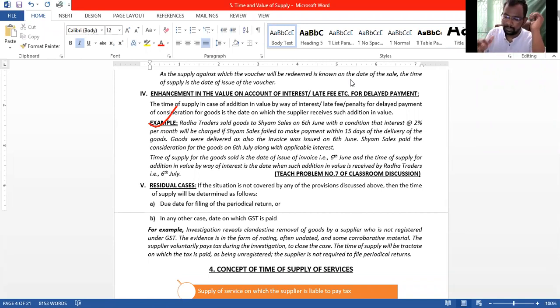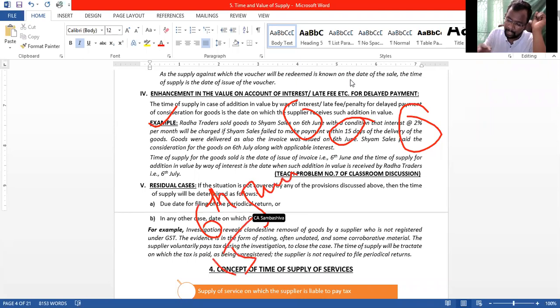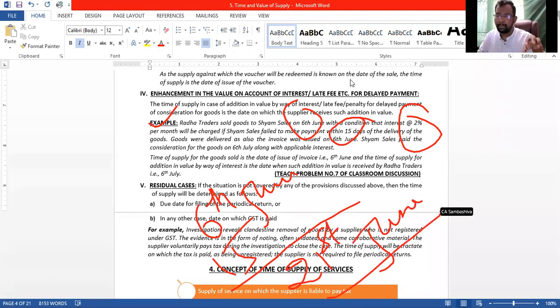Right. So on 6th June the transaction actually happened. Radha traders sold the goods to Sham sales with the condition that interest will be chargeable at the rate of 2% per month if Sham sales fail to make the payment within 15 days. So on 6th June the sale was made, and a 15 days time limit was given. That means you should make the payment on or before 21st of June. If you pay within 21st of June, no interest will be leviable. If you pay after 21st of June, interest of 2% per month will be leviable.